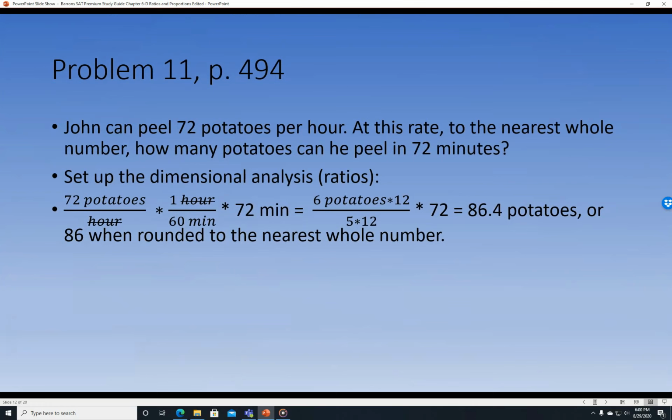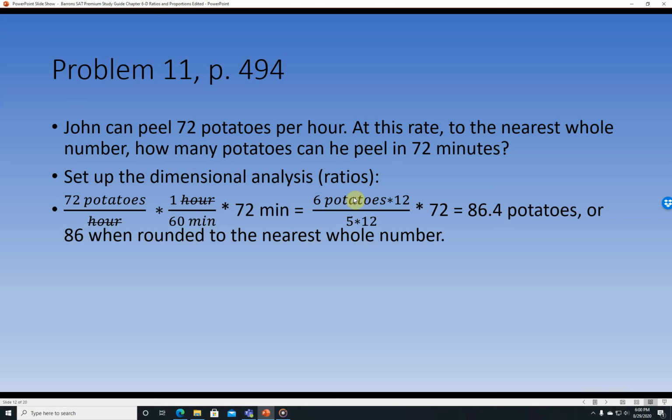Problem 11, page 494. John can peel 72 potatoes per hour. I'm not really sure that I can peel that many, but anyway. At this rate, to the nearest whole number, how many potatoes can he peel in 72 minutes? Well, we want to set up the dimensional analysis, that is the ratios. We have 72 potatoes per hour times 1 hour and 60 minutes. Notice that the hour on the bottom and the hour on top cancel out. So you end up multiplying it by 72 minutes, so these minutes cancel out here because there's minutes on the top and minutes on the bottom.